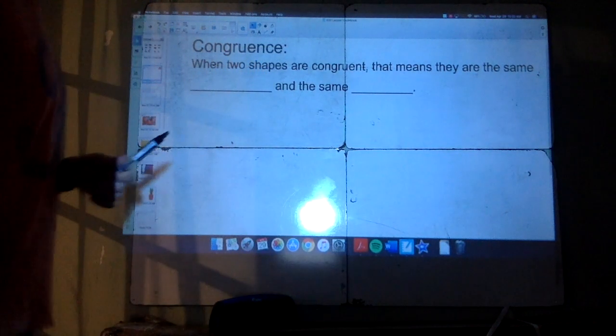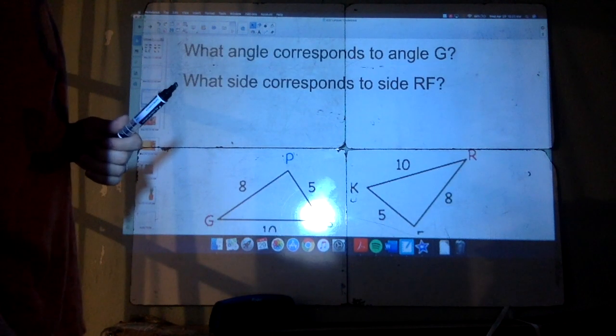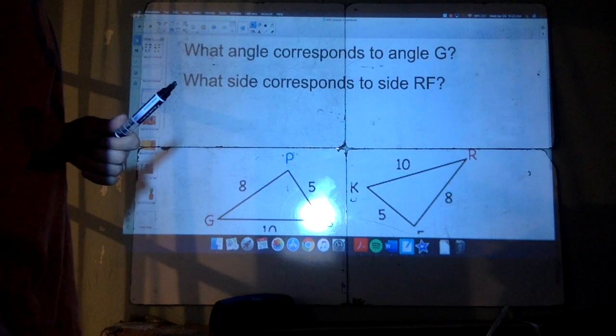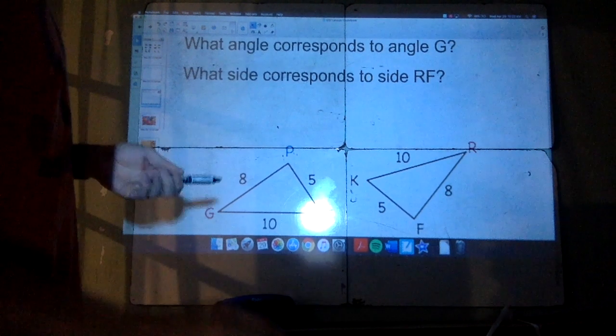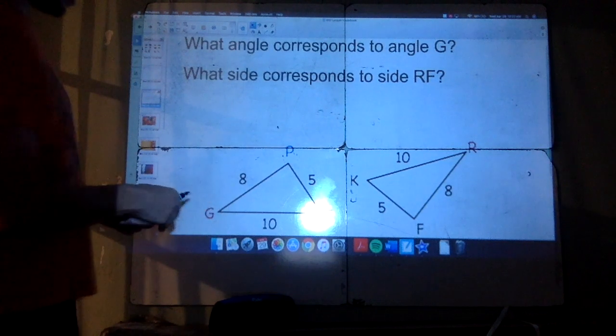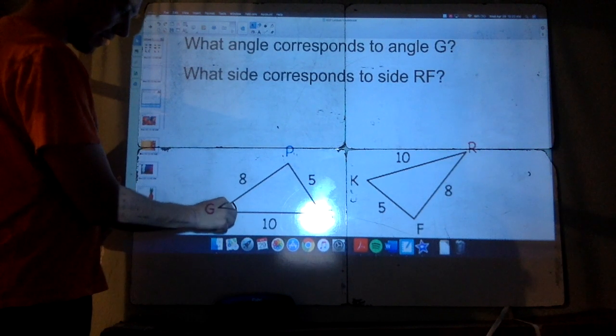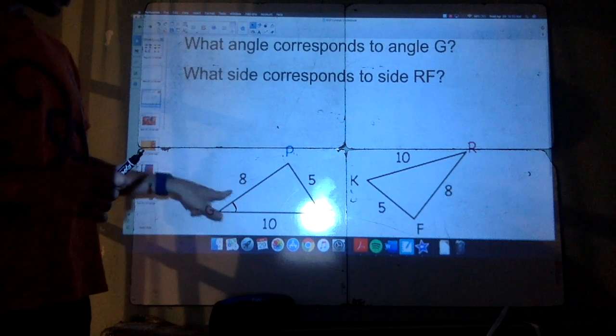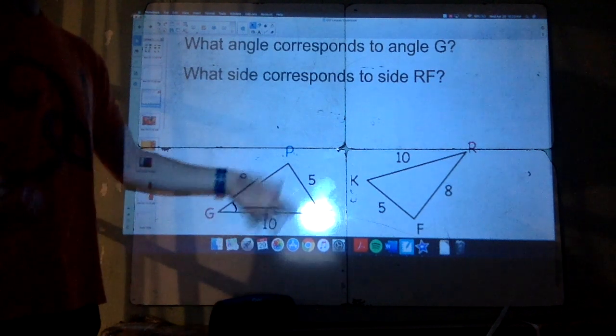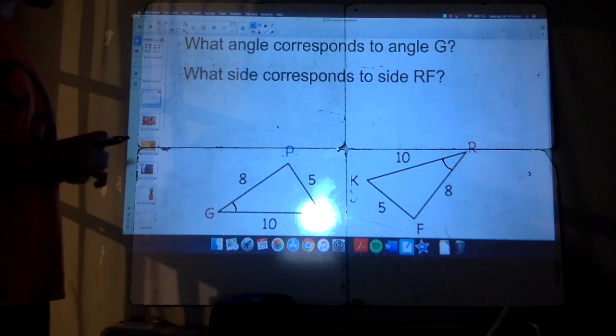So as we move forward, we have this word called corresponds. So it says what angle corresponds to angle G. So angle G is this angle right here. So if we look at the other triangle, angle G is between 8 and 10, so angle G would correspond to angle R because that's also between 8 and 10.